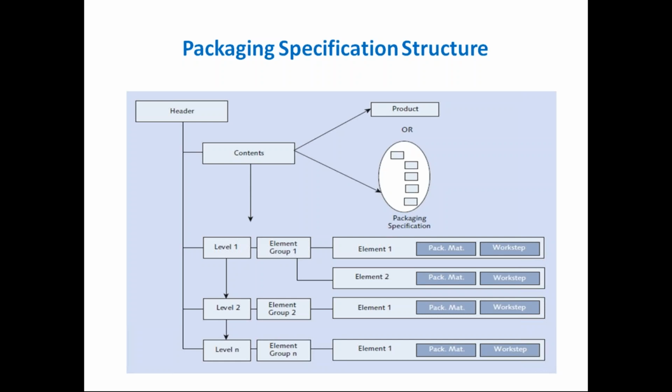Shrink wrap and hot air are both one element. A work step is hot air, applying hot air. The packaging material is shrink wrap.